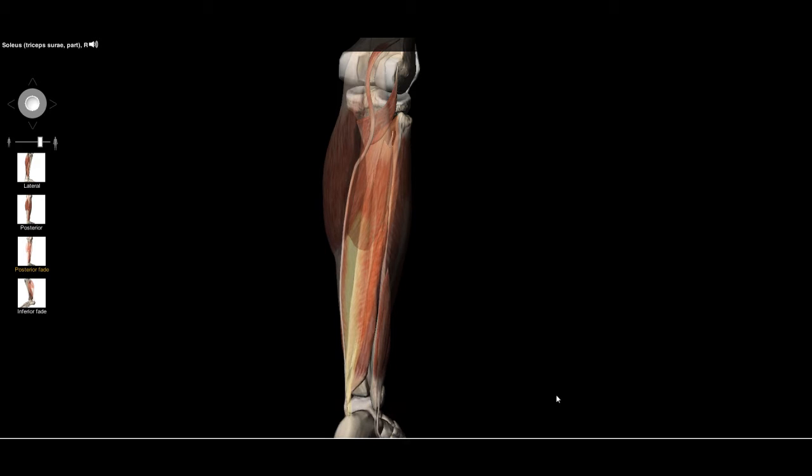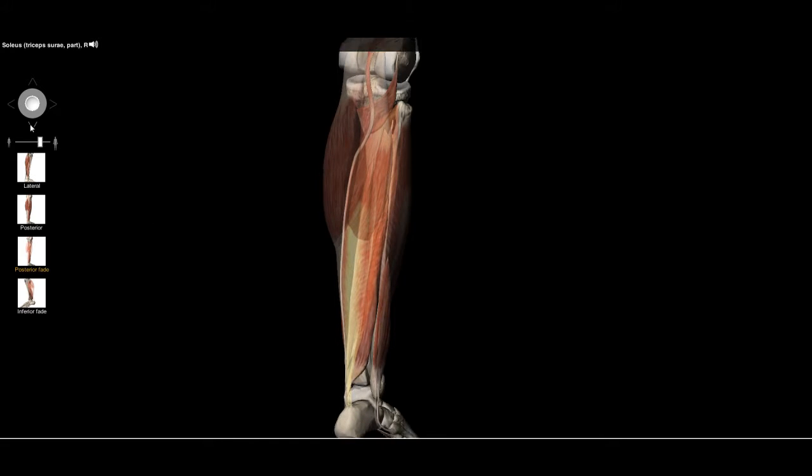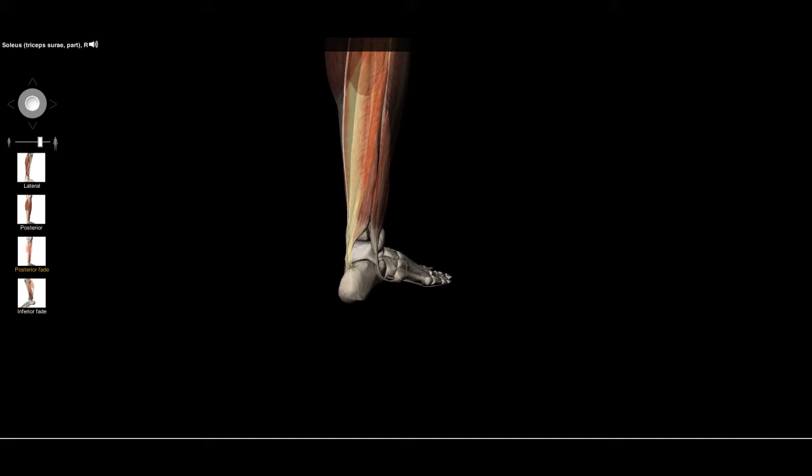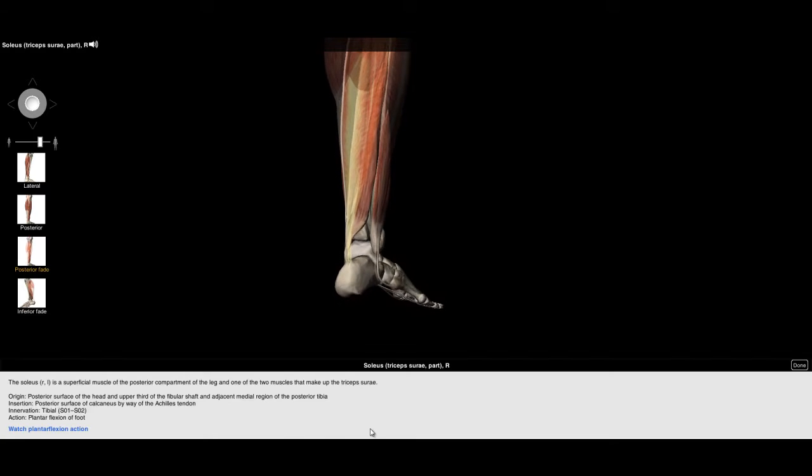So the soleus is a little bit purer in terms of its plantar flexion function and its attachment into the Achilles, and its origin is on the posterior surface of and the head of the upper third of the fibular shaft and the medial region of the posterior tibia. So this is a pretty big, wide muscle. It inserts into the posterior surface of the calcaneus. Like I said, it's one of those muscles that combine with the Achilles tendon.